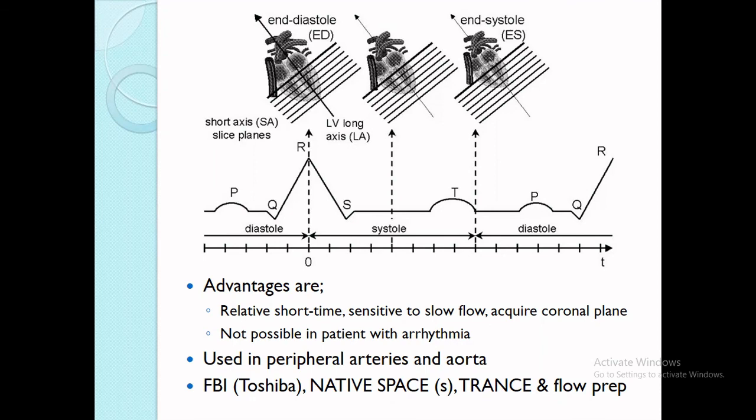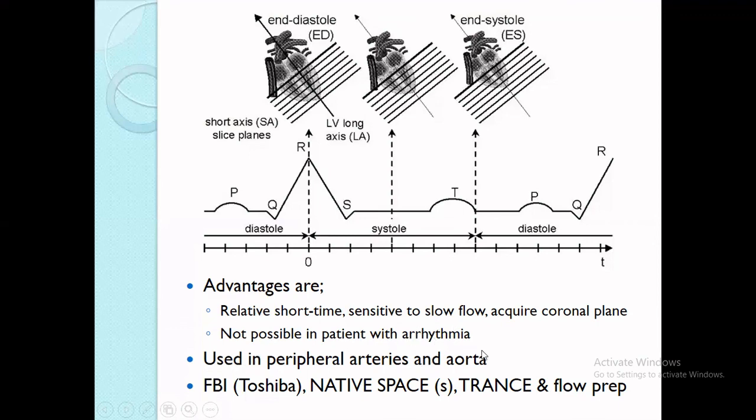This particular PQRS technique, the end diastole, end systole, and this ECG-gated imaging is only possible in a normal patient, not in an arrhythmic patient, because in an arrhythmic patient the heartbeat happens irregularly, so you can't differentiate between the two. That's a limitation of this technique: the limitation in the arrhythmic patient.